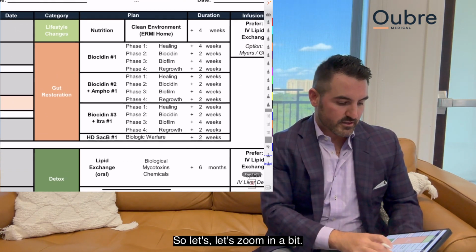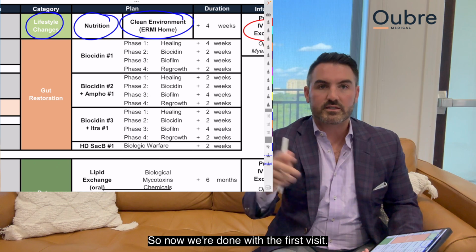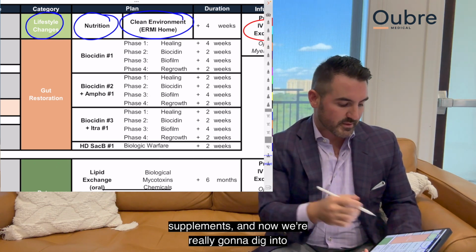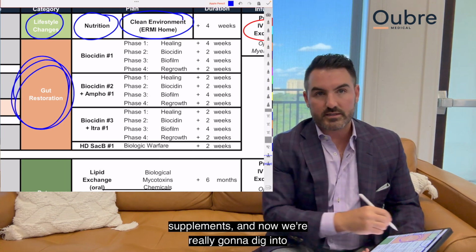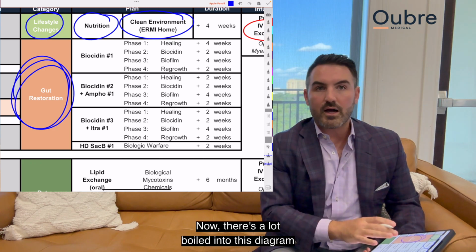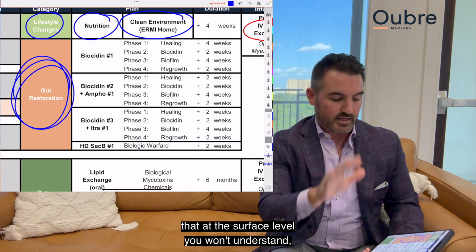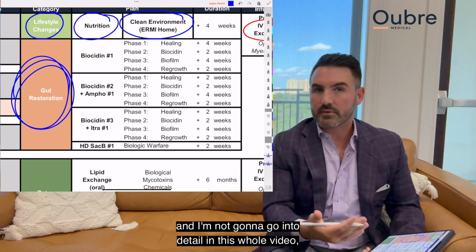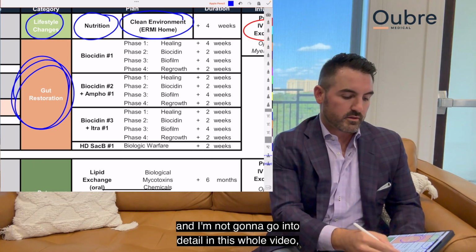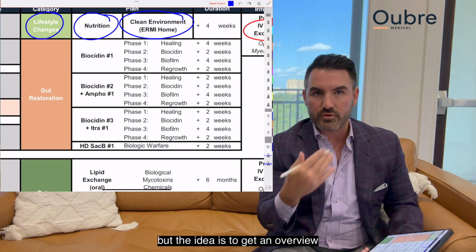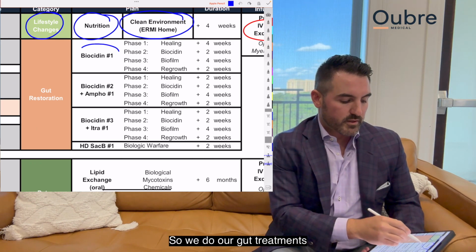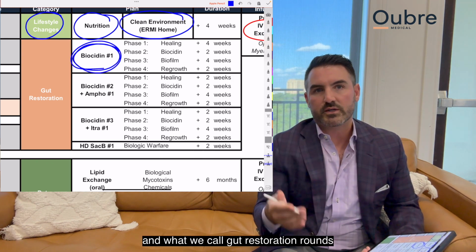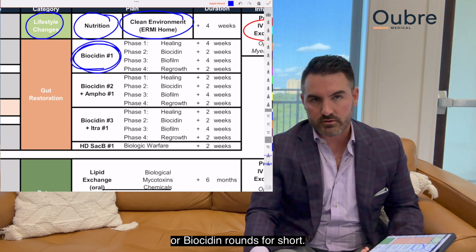Then you start, so let's zoom in a bit. So now we're done with the first visits. You've changed your nutrition, you've been on the healing supplements, and now we're really going to dig into the gut restoration. Now, there's a lot boiled into this diagram that at the surface level you won't understand, and I'm not going to go into detail in this whole video, but the idea is to get an overview of this treatment timeline. So we do our gut treatments in what we call gut restoration rounds, or Biocidin rounds for short.